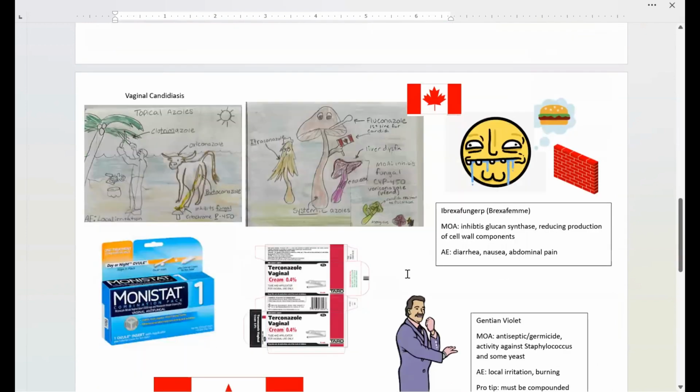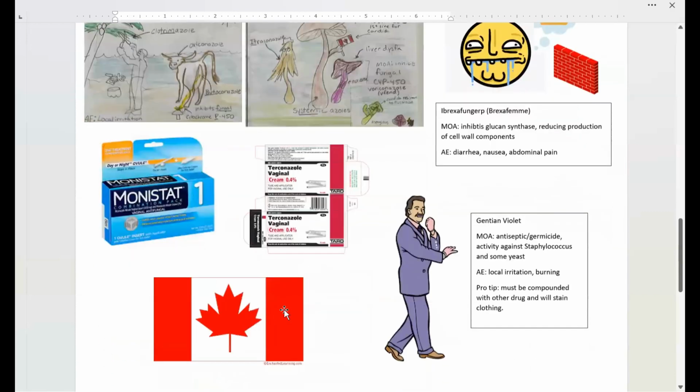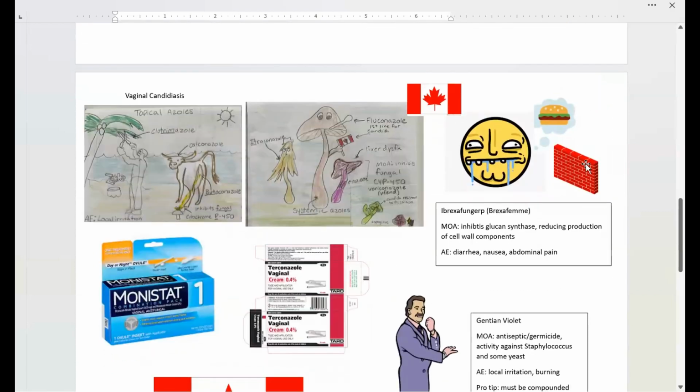Next, I'll move on to vaginal candidiasis. So candidiasis sounds a lot like Canada, so that's why there's a bunch of Canadian flags to help you remember that this is about candidiasis. So you can use some topical azoles like clotrimazole. So this guy, he was trimming a tree, so clotrimazole. And then, but fluconazole is probably your first line. That's a systemic azole. So fluconazole. So these were a bunch of funguses, and that one has the flu for fluconazole.